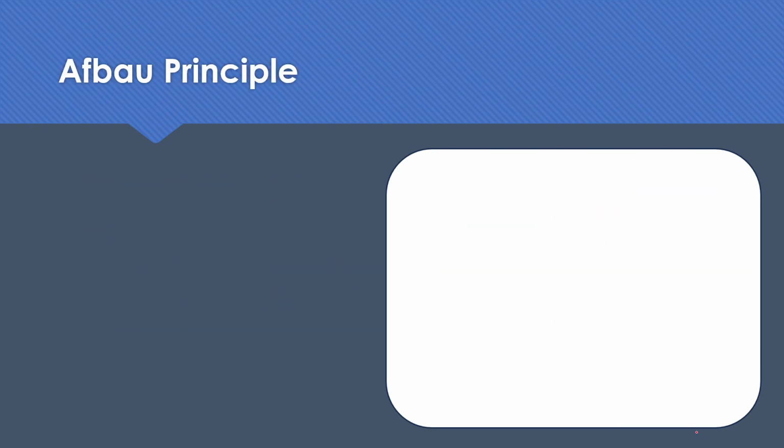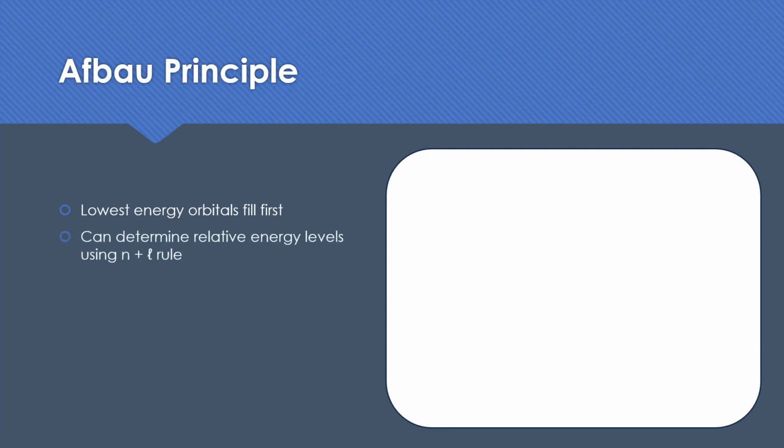And then finally, we have the Aufbau principle. This one's very straightforward. You fill the lowest energy orbitals first. That's it. You fill up the lower energy orbitals, and then when you run out of room, you move to the next highest. Now, how you determine relative energy levels, you use the n plus l rule. So the lower n plus l value has lower energy. If we look at 1s versus 2s, well, this is 1 plus 0. This is 2 plus 0. 1 is less than 2, so 1s is lower energy. Okay?